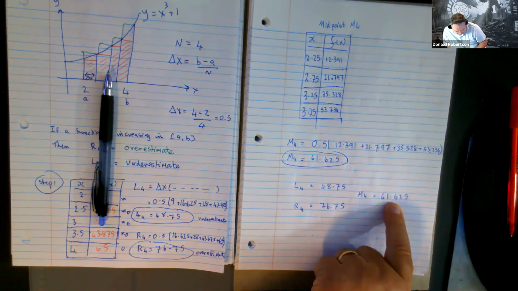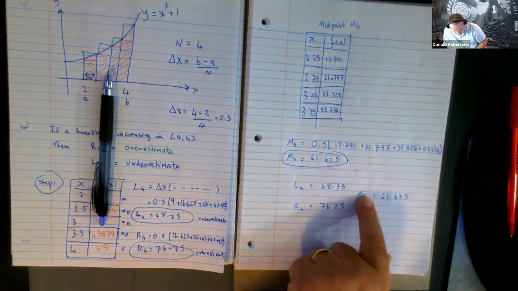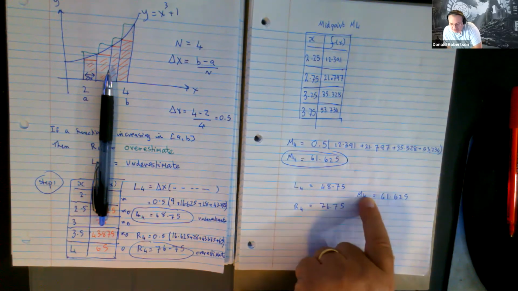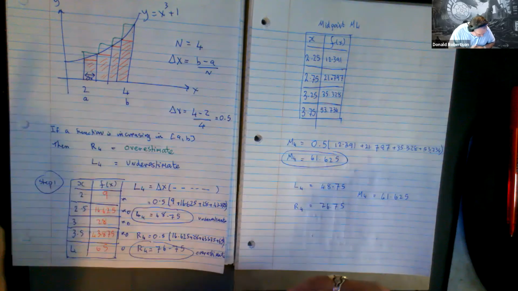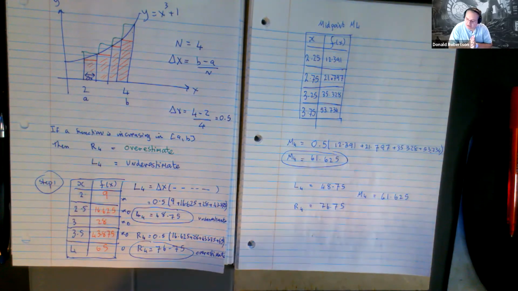It's not uncommon, as long as you've got a decent number of strips, that this is pretty bang on. If you've done about 10 strips, you probably get the answer good to about 2 decimal places. It's pretty accurate. Pretty good.